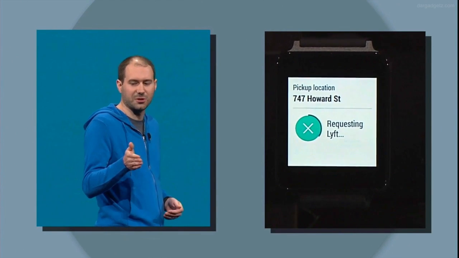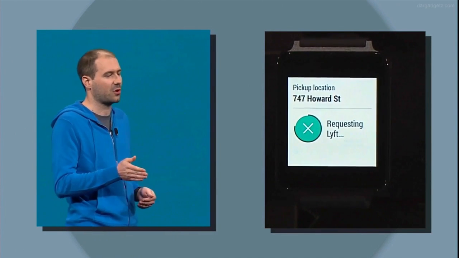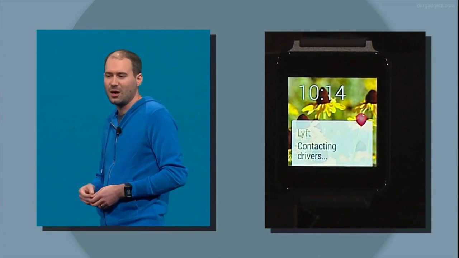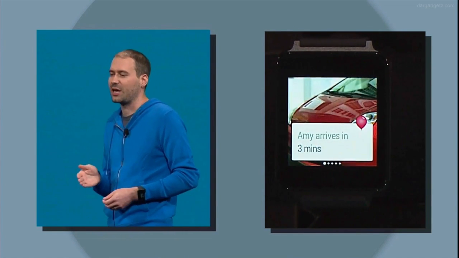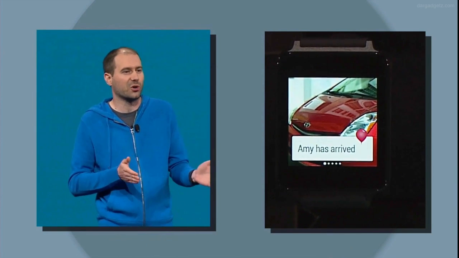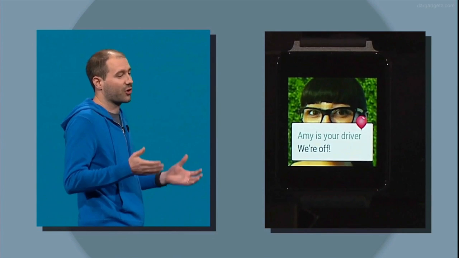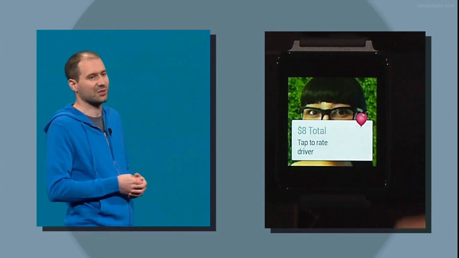You'll see that Lyft is able to determine Jeff's exact location from his phone and presents this confirmation screen so he can verify his address. The app has also made great use of notifications in the stream. You can see when your car has arrived, keep up to date throughout the journey, and even rate your driver right from your wrist when you're at your destination.